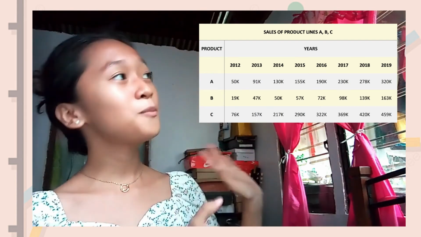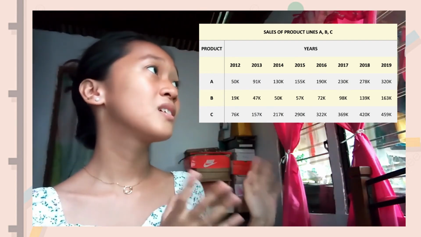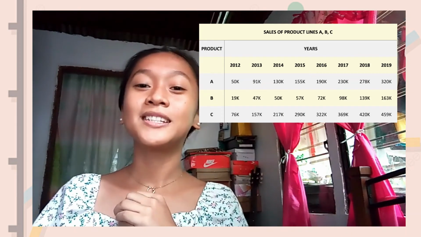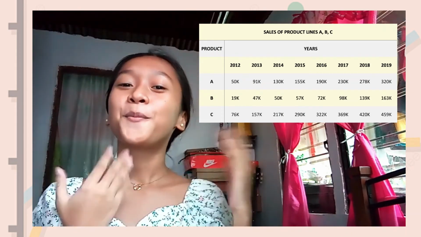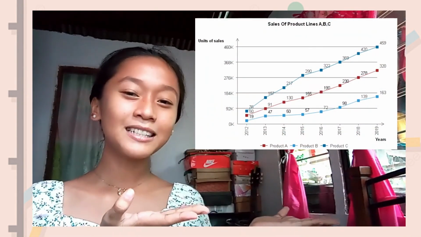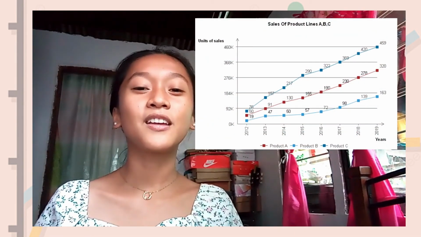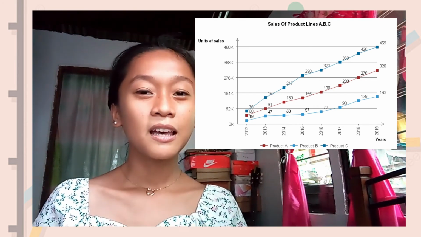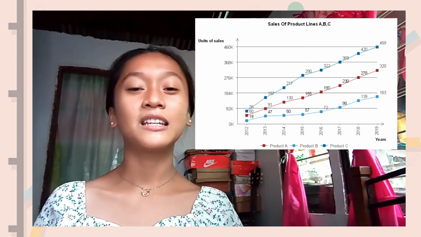I will not elaborate on what's in the data since you can see it. So let's now proceed to the multiple broken line graph. This is now the picture of it. As you can see, there is a title, sales of product lines A, B, and C, and there is also a dependent and independent variable.